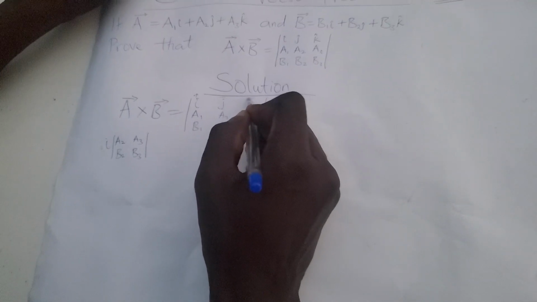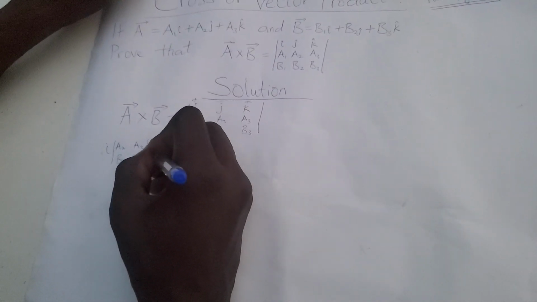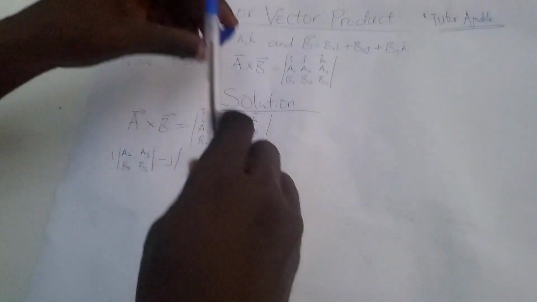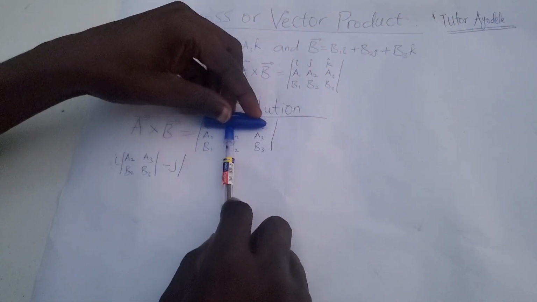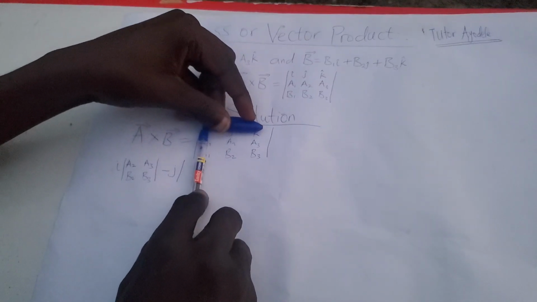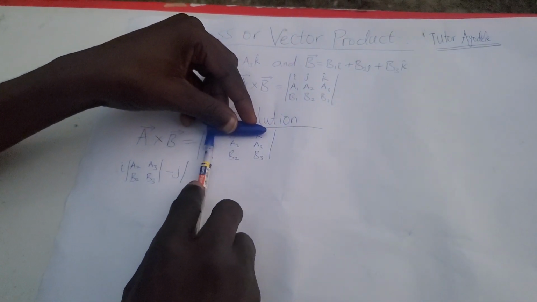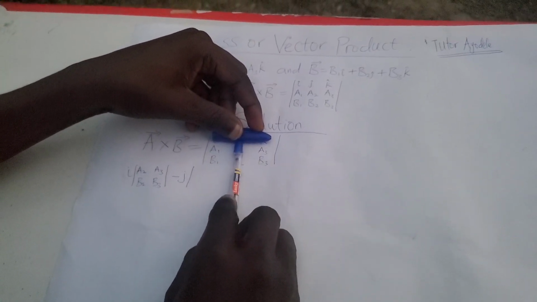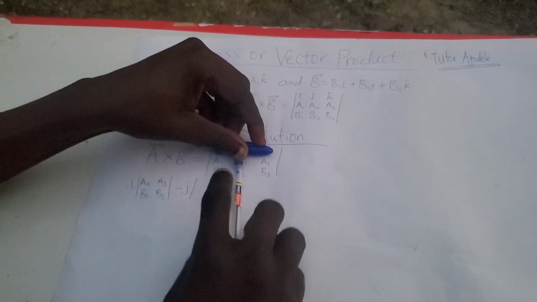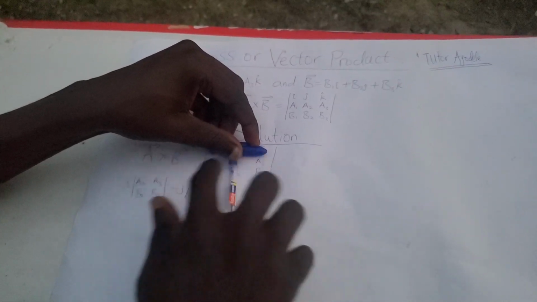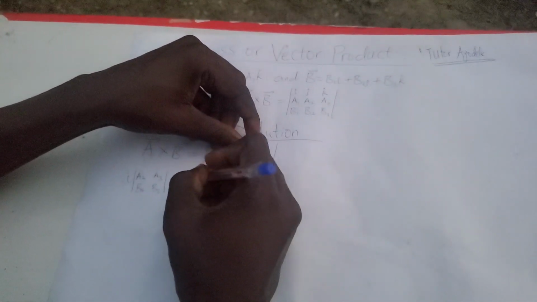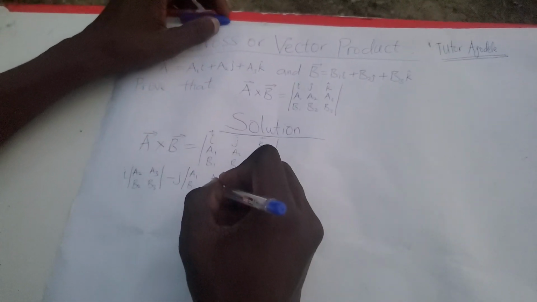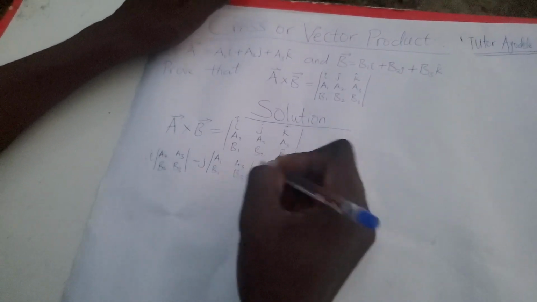Now the first one will be plus, the second one will be minus, the third one will be plus. So this one will be minus J. I will no longer write it as plus J, but minus J. If I cover this, what am I left with? For the second one, you move to this point. So I'll be left with A1, A3, B1, B3. Close the bracket, plus K.